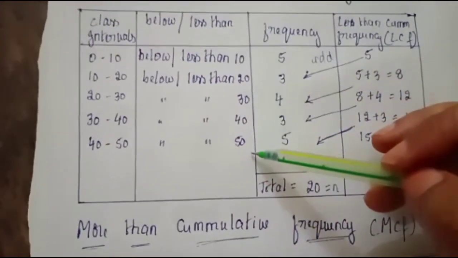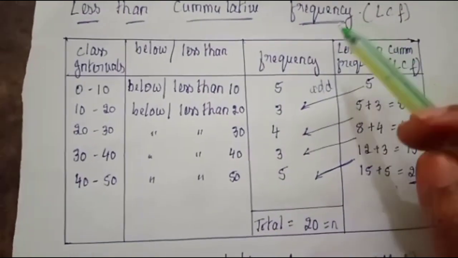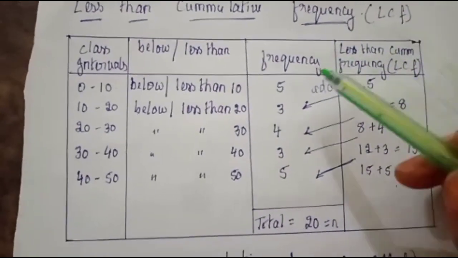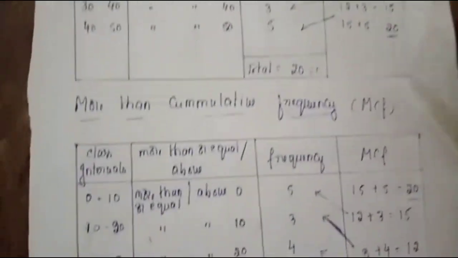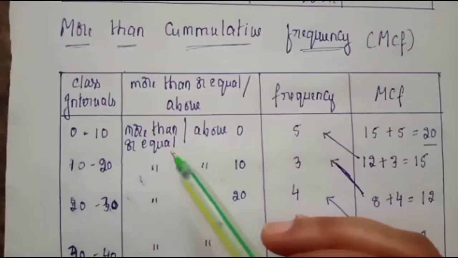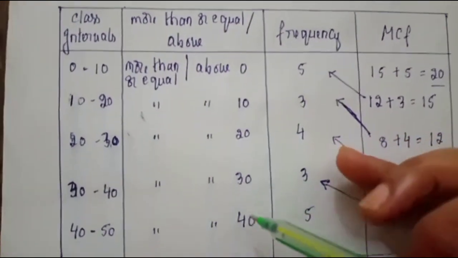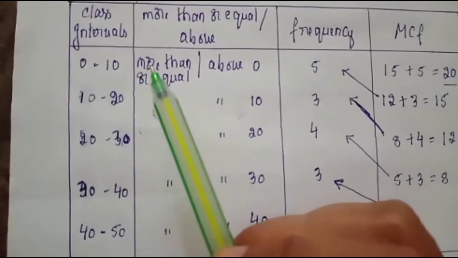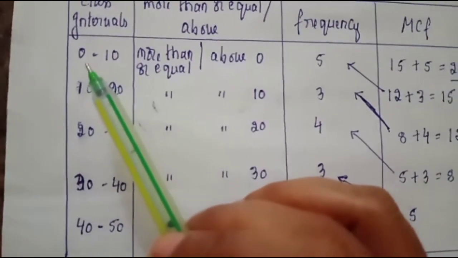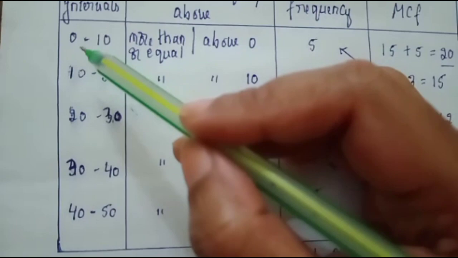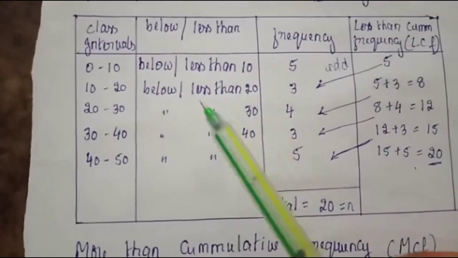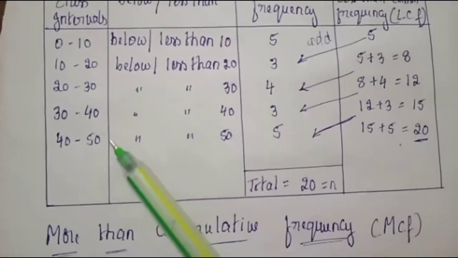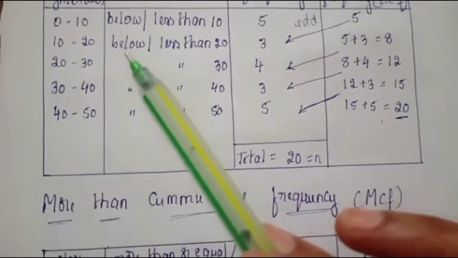Whereas I explained here that 10, 20, 30, 40, 50 are upper limits. Remember always, whenever you are finding less than cumulative frequency, we are finding less than upper limits. But here it is more than or equal or above. They are called lower limits. Now just observe more than or equal. Why am I saying equal? As you know, the lower limits are included in the respective class intervals. Here I didn't use the word equal because the upper limits are not included in the respective class intervals.